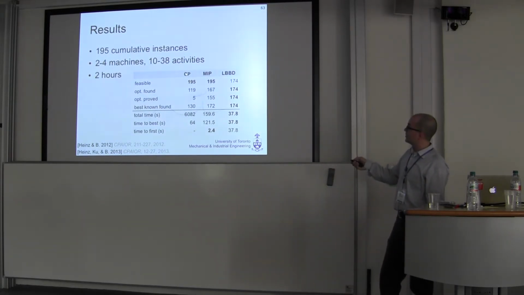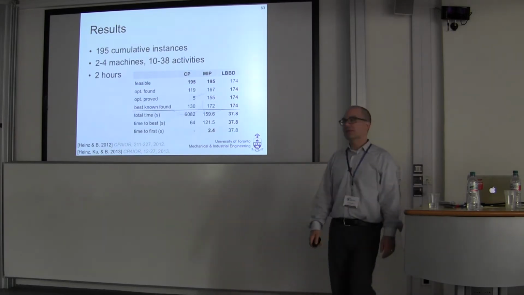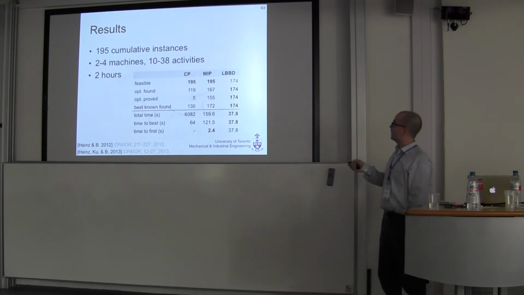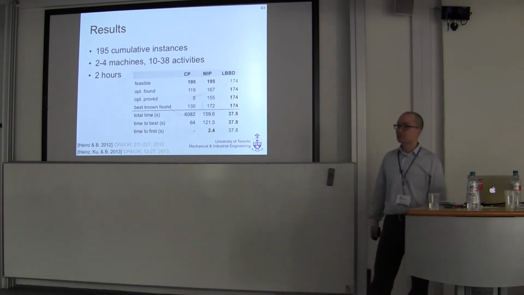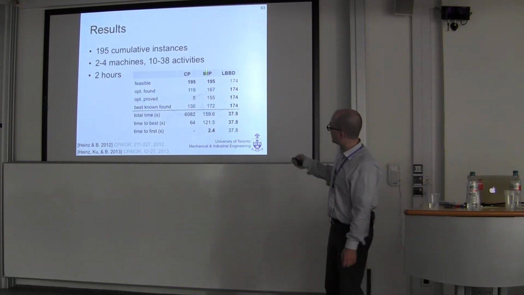On the other hand, both CP and MIP find feasible solutions to all the problems. So you can actually start to argue here about who's best. MIP actually does pretty well, right? It finds and proves optimality with 167 versus 174, so it loses a bit there, but on the other hand, it has feasible solutions to all the problem instances. So there's an argument here that MIP is actually pretty good in this.